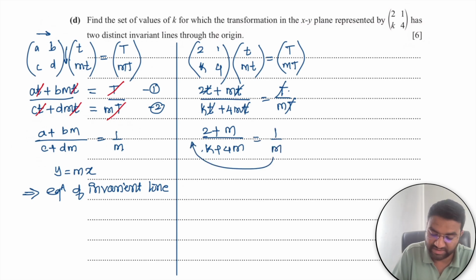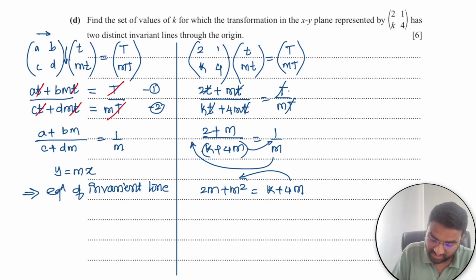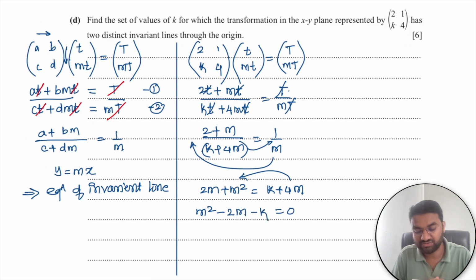Now transfer m to the left hand side, it will be 2m plus m square is equal to this one. You have to take it to the right hand side, k plus 4m. Now you will get the quadratic equation. Write in the quadratic form, that is m square plus 2m minus 4m, which is minus 2m, minus k is equal to 0. And this is the quadratic equation we will get.